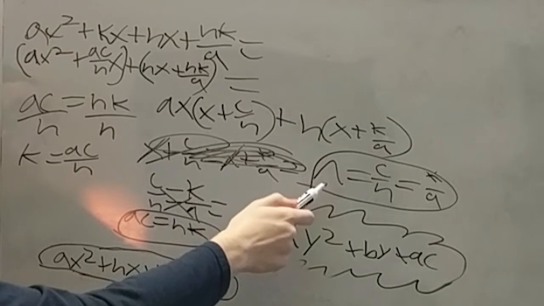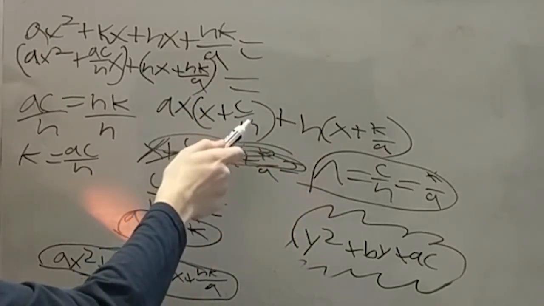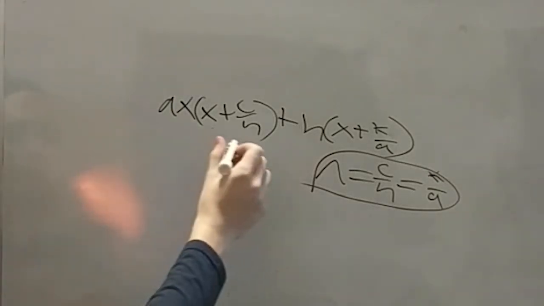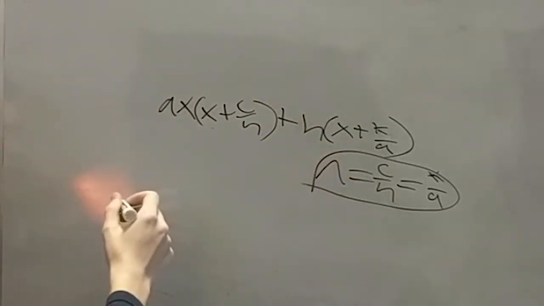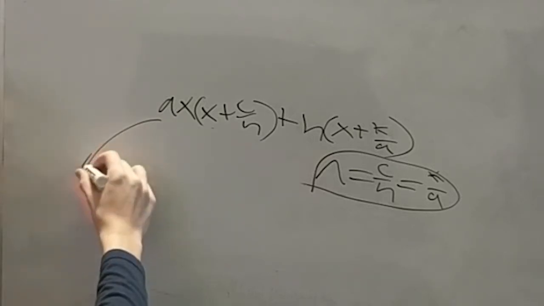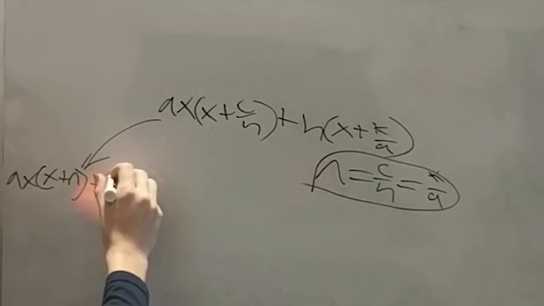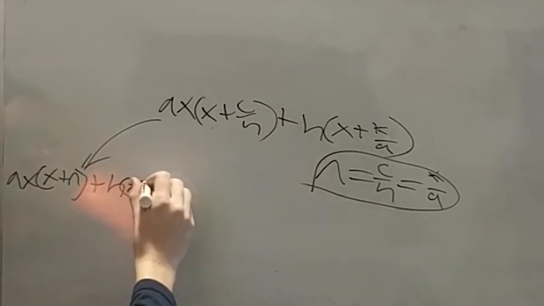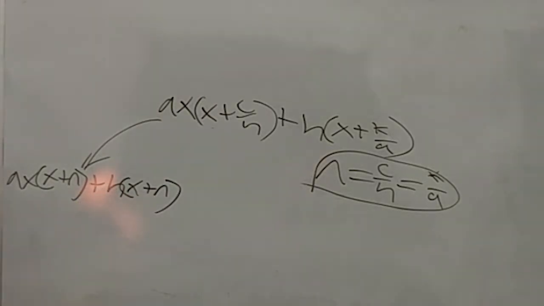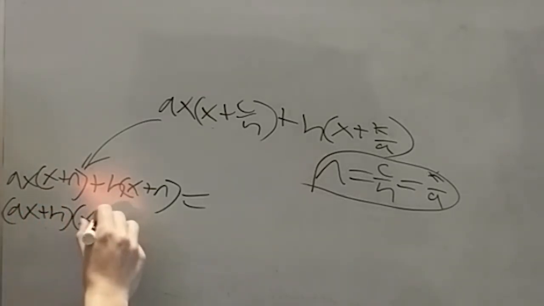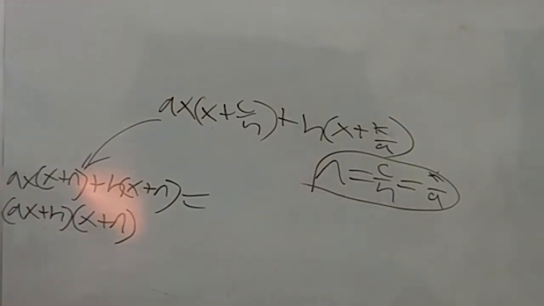So we're basically just going to substitute n into our almost factored trinomial here, and we're going to finish things up. We're on the last legs of this proof. All we're going to do is substitute c over h and k over a for n, and we're going to finish factoring. So let's take this over here, ax times x plus n plus h times x plus n. Overlapping a bit there, but that's okay. So now we're just going to finish factoring, which leaves us with ax plus h times x plus n. Now, if you recall from closer to the beginning of this video, this is exactly what we're looking for. This is our factored trinomial.